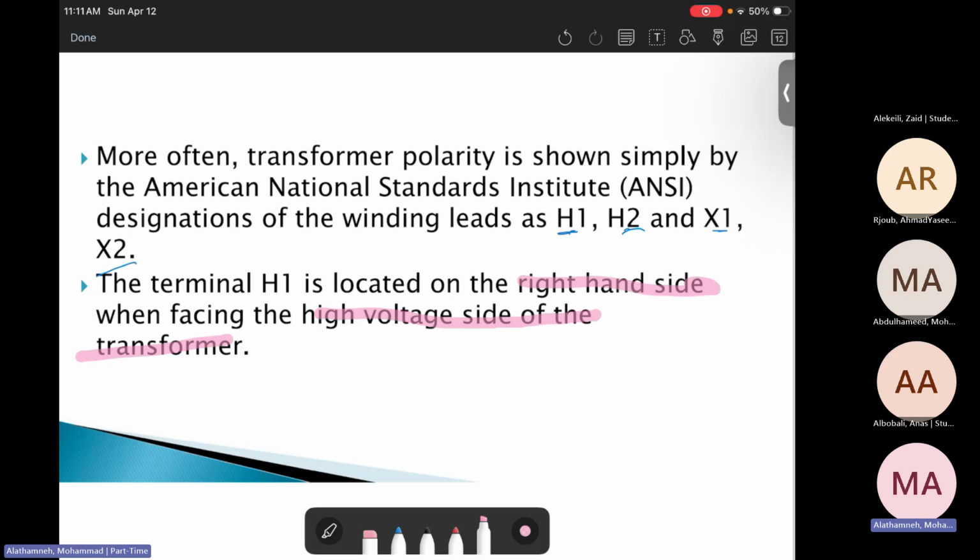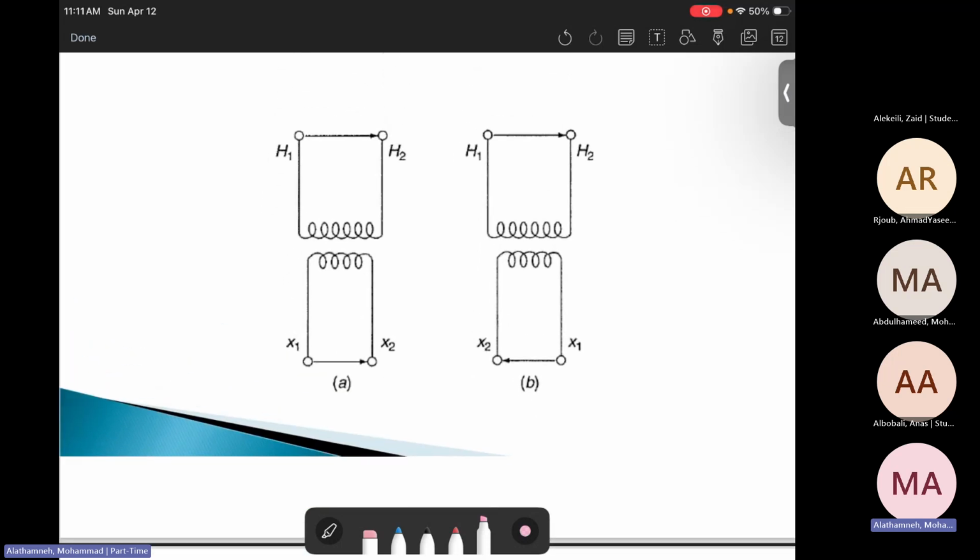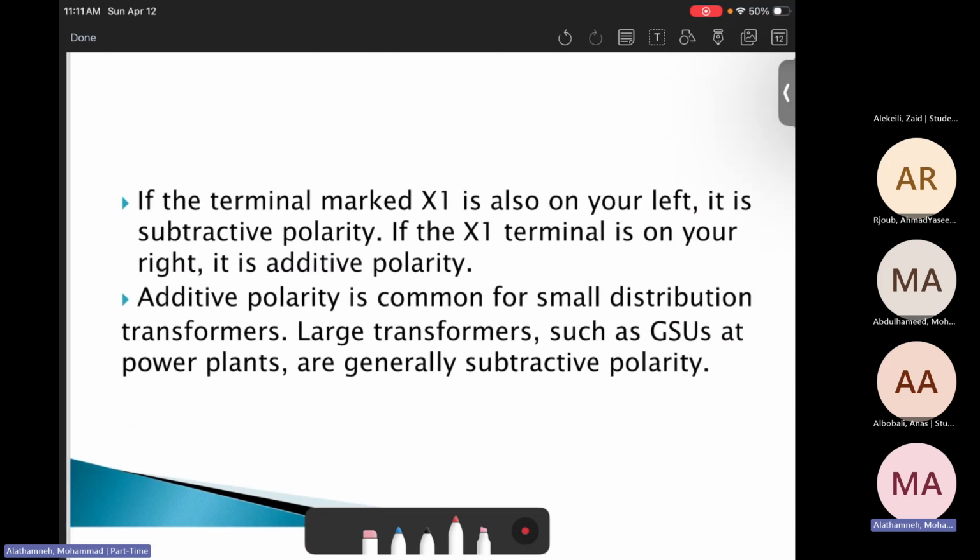Okay. Now here is how it looks. We can see H1 and H2 are related to the high voltage side, while X1 and X2 are related to the low voltage side as well. Then when you look at this one, there can be something we call additive and subtractive for each one.